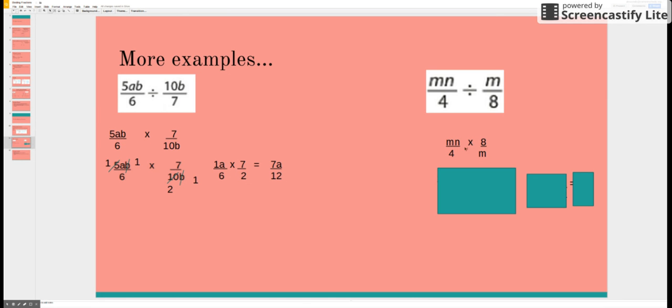And then I see diagonally this way, I can cross cancel out my 4 and my 8 with the GCF of 4. 4 goes into 4 once, 4 goes into 8 twice. So I'm left with 1n times 2 over 1 times 1, which ends up getting me 2n. Or if you want to think of it, 2n over 1, which just leaves you with 2n.